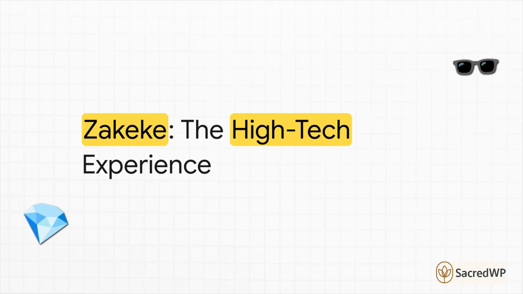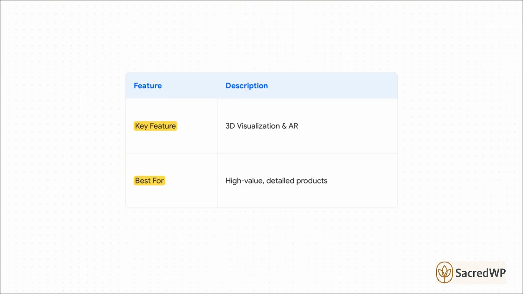Coming in hot at number 4, we have Zakeke. And this is where things start to get a lot more high-tech. This plugin is all about creating a premium, almost futuristic experience for your customers. Zakeke's killer feature is its incredible 3D visualization and augmented reality. I mean, for high-ticket items like designer jewelry or custom furniture, this is a total game changer.